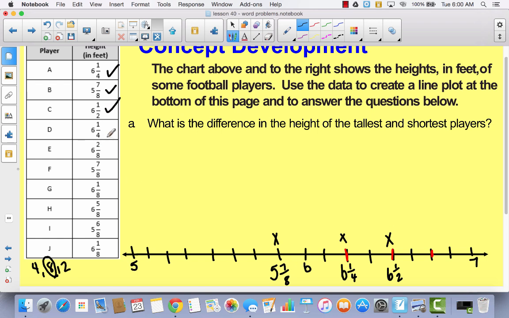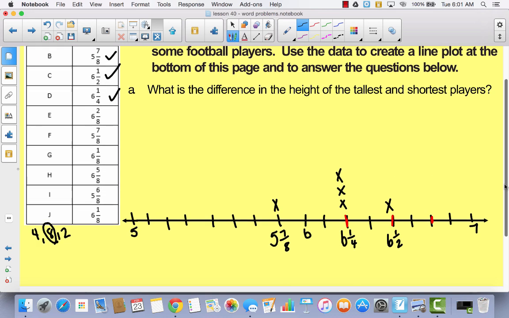Now I've got another 6 and 1/4, and I've already got that labeled, so I can just go over here and put an X up here. And now I've got 6 and 2/8. So I've got 6 and 1/8, 6 and 2/8, which is the same thing as 6 and 1/4. If you wanted to, you can come right underneath this 6 and 1/4 and label this 6 and 2/8 to help you remember that those are equivalent.